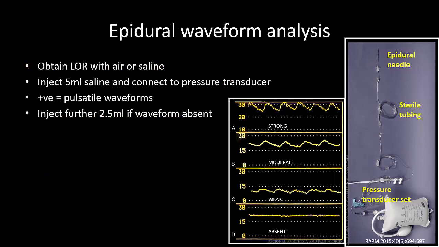Another method that has been described to confirm entry of a catheter into the epidural space is epidural waveform analysis, which only requires a pressure transducer kit and a length of sterile tubing to connect it to the hub of the needle. This makes it accessible to almost everyone. The presence of a pulsatile waveform indicates that the tip lies within the epidural space, and this has a good positive predictive value, although it is still not completely infallible. The sensitivity of the test is increased by injecting more saline, and this should be done if the waveform is absent before declaring misplacement of the needle or catheter.